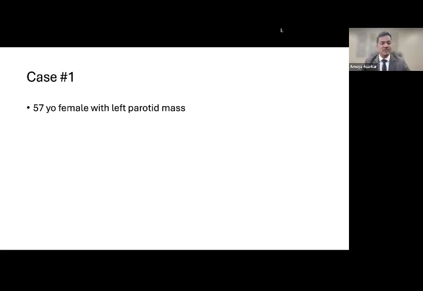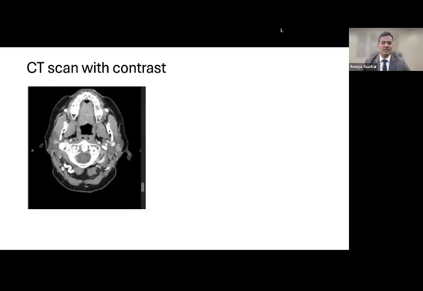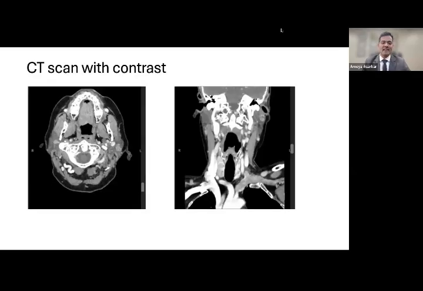So the first case is a 57-year-old female with a left-sided parotid mass. On examination, she showed a 2 by 2 centimeter painless mobile left intra-auricular mass. She comes to the clinic with these CT scans and images, and what would be the next steps? I can start with Dr. Lombardi. So whenever you have a patient like this, how would you approach them? What is your practice?